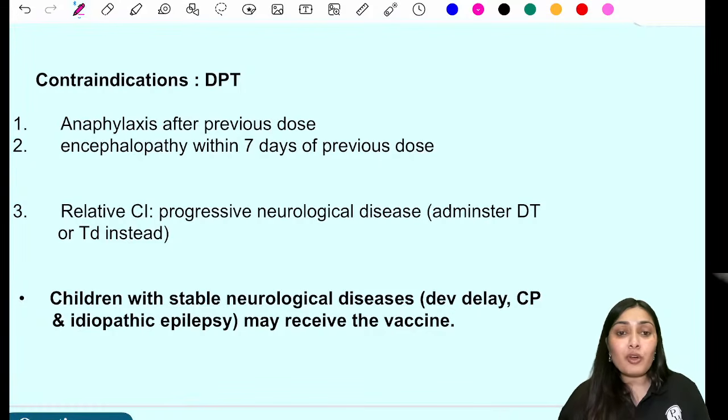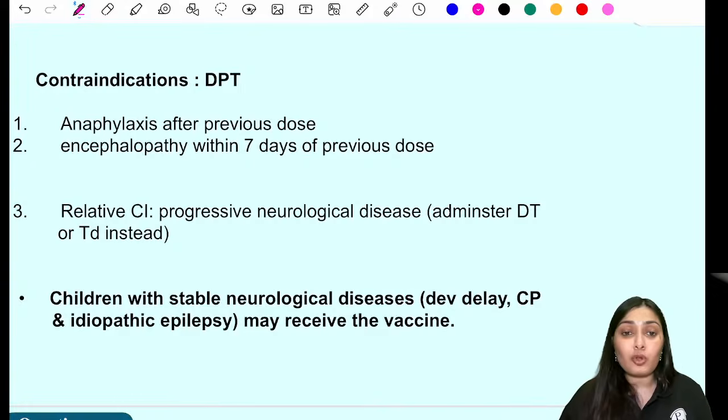And what is the relative contraindication? If there's a progressive neurological disease, then we give DT or TD. That means I'm going to exclude the pertussis, which is notorious for its neurological side effects. So I'm going to give DT or TD instead. Remember, stable neurological diseases like CP and epilepsy can still receive the DPT vaccine.